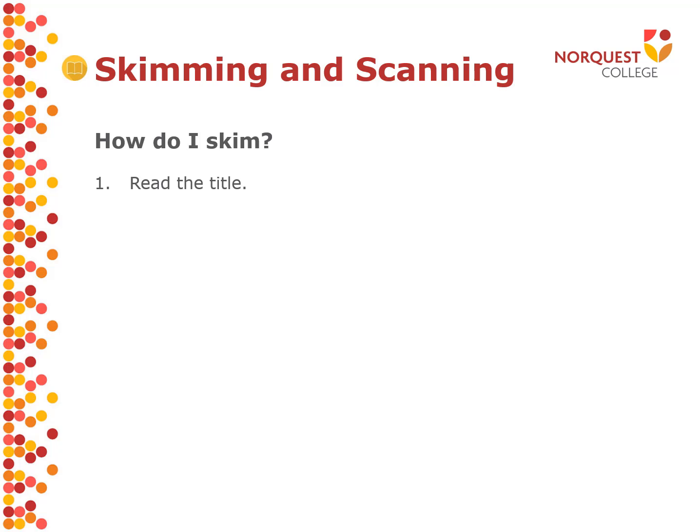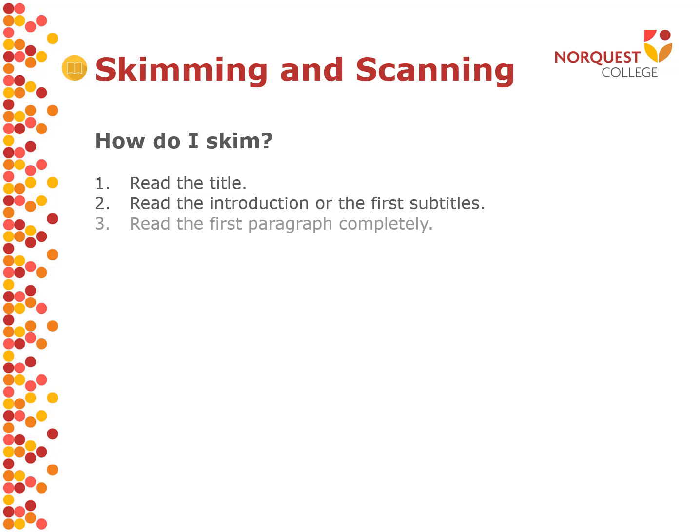So how do we skim? First, read the title. Next, read the introduction or the first subtitles. After we've read the title and some of the first subtitles, we should have a general idea of the topic of the reading. Next, read the first paragraph completely. As we've discussed, the first paragraph usually includes important information like the main idea or things we'll need to totally understand the text. Next, read the subheadings looking for relationships. Subheadings, smaller titles that are usually bolded throughout the text, are a way for us to quickly follow the argument of the text and see where it's going.